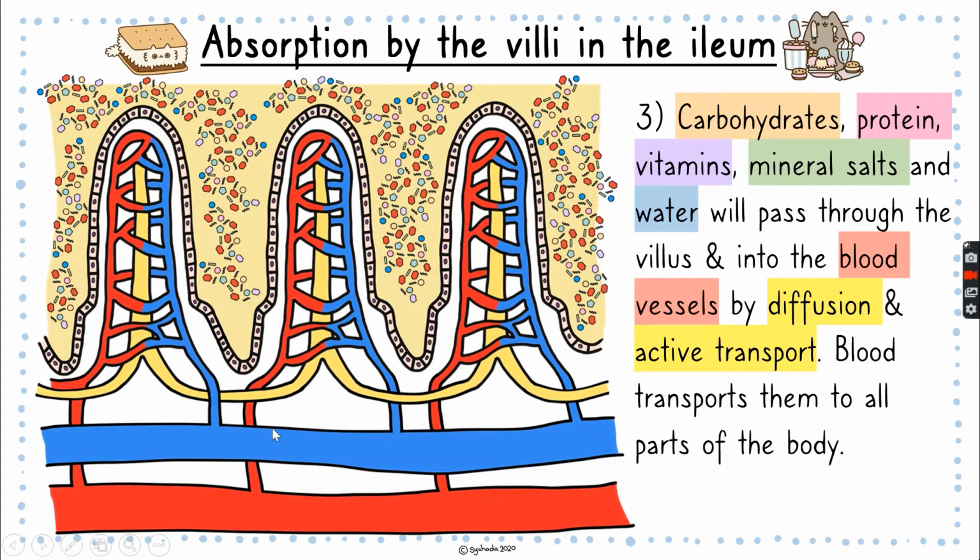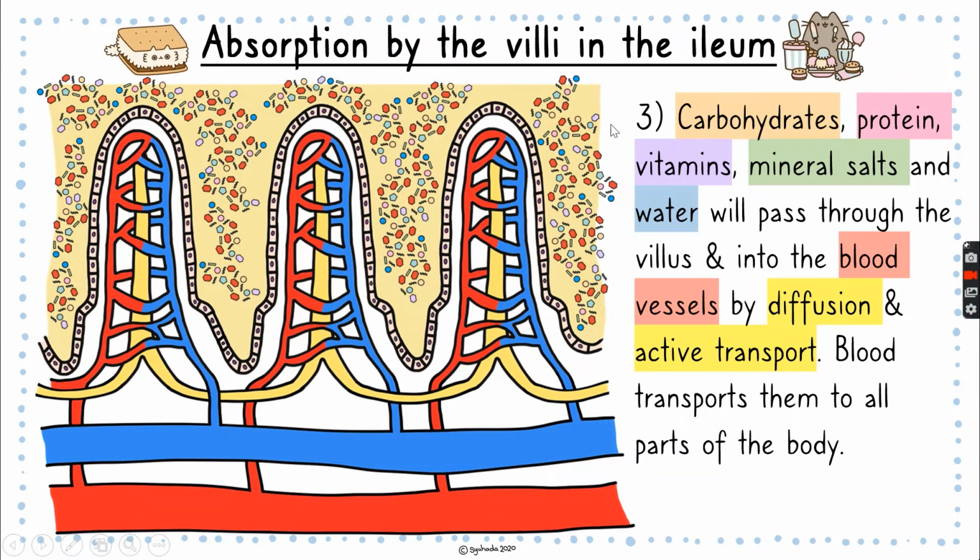So blood acts as a transport system, and all of your carbohydrates, protein, vitamins, mineral salts, and water will actually get absorbed and be transported to all parts of your body by the blood. But how does absorption take place? Absorption takes place by the process of diffusion.